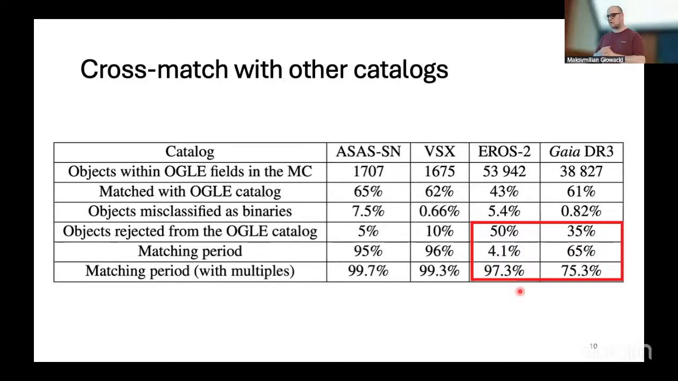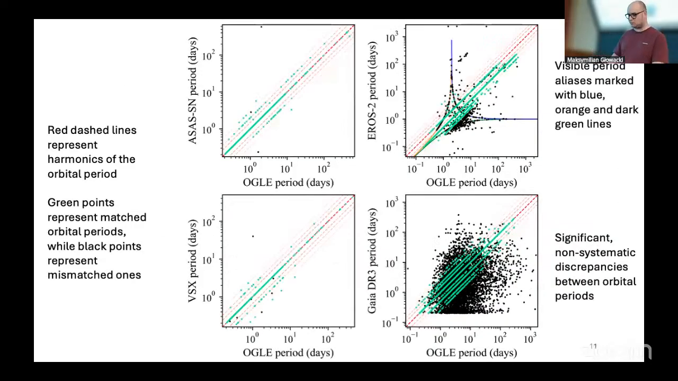And with Gaia, this was the most problematic because even with including not all, but the 5 nearest harmonics of the orbital period for OGLE, only 75% of sources had a matching period. I present this analysis here on those graphs.